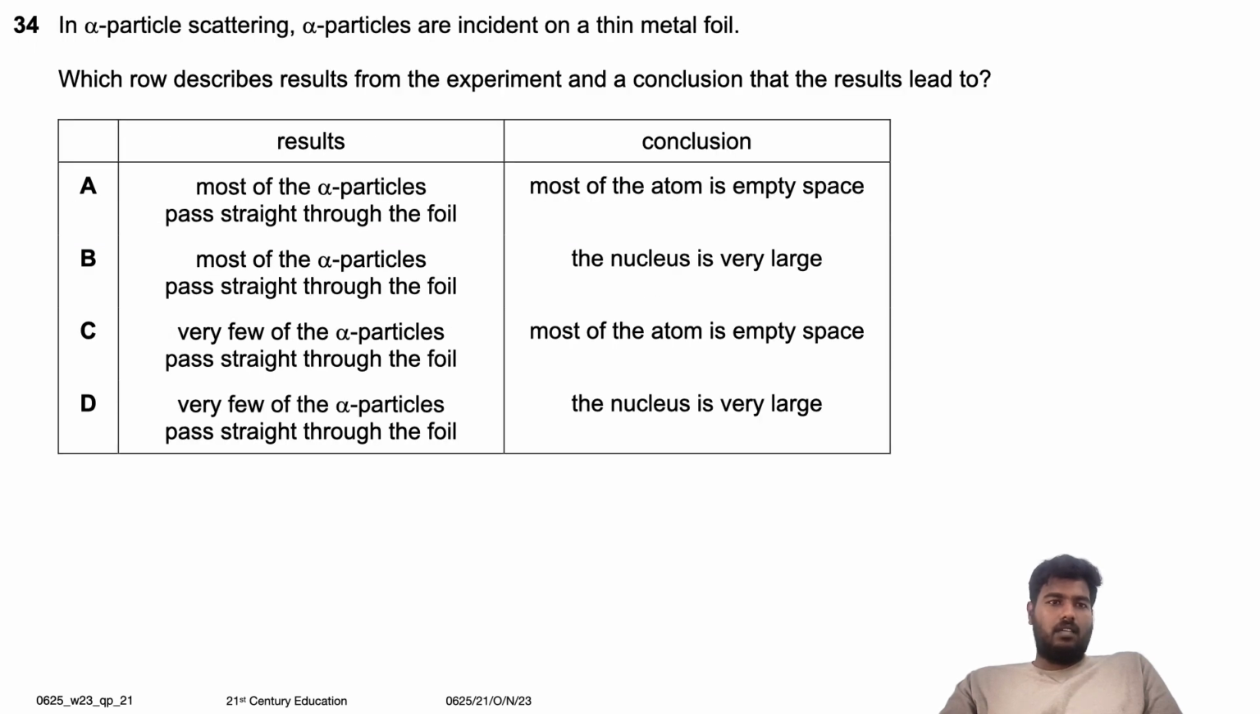In alpha particle scattering, alpha particles are incident on a thin metal foil. Which row describes results from the experiment and the conclusion that the results lead to? Most of the alpha particles pass straight through the foil. So saying very few of the alpha particles pass straight through the foil is not true. Most of the alpha particles pass through the foil. So options C and D are gone, only A and B, and this gives the result most of the atom is empty space. So option A is the right answer.